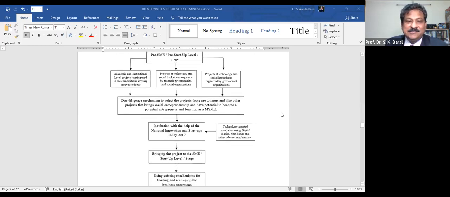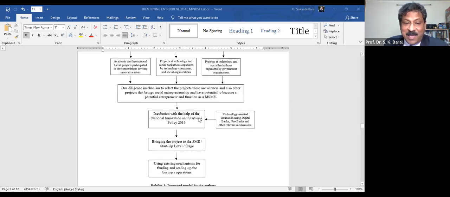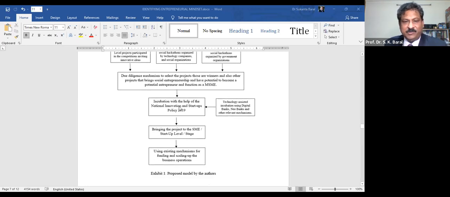Again, I put all those things into one box. There is a due diligence mechanism to select the projects that are winners. Also, other projects that bring social entrepreneurship have the potential to become an entrepreneur and function as an MSME. For that, I have suggested incubation with the help of the national innovation and startup policy. It should be supported by technology-assisted incubation using digital banking, neo banks, and other relevant mechanisms.